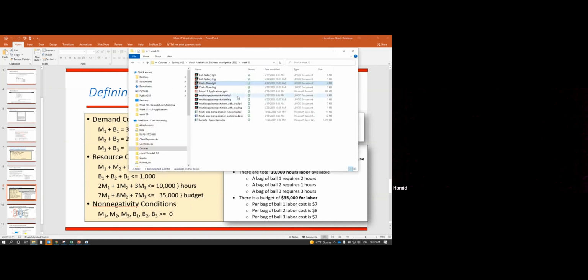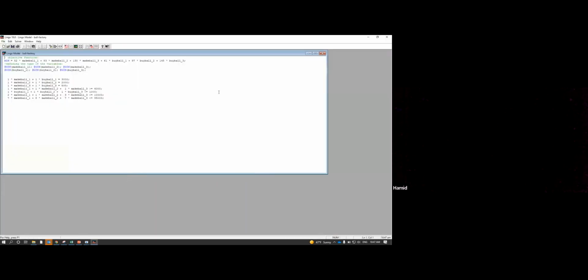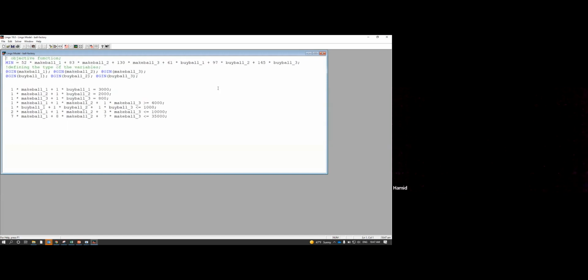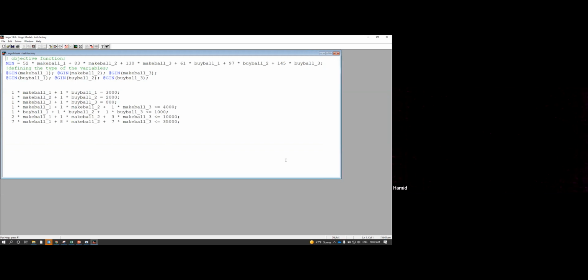Similarly, go to the files that you downloaded and open either ball factory LG4 or LNG. So for Mac users, I think in the previous versions their file is LNG, but for Windows users, I think they can open both. I don't use Mac anymore, so maybe on the Mac it also changed.